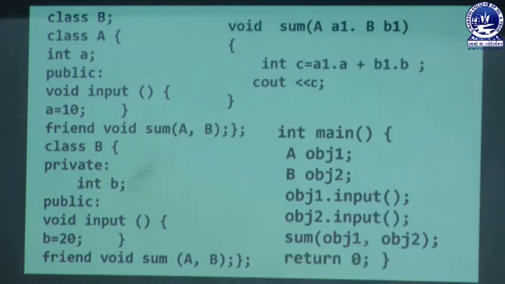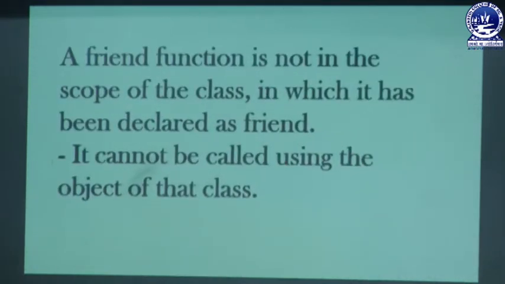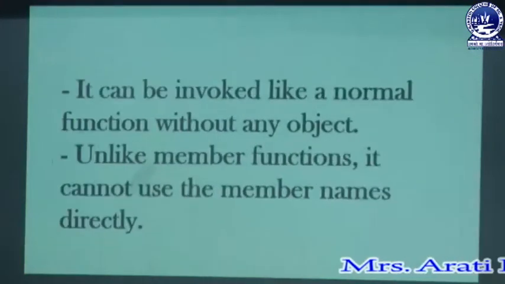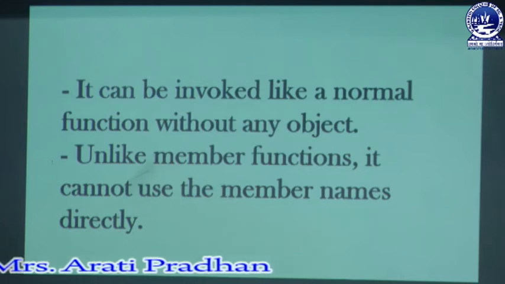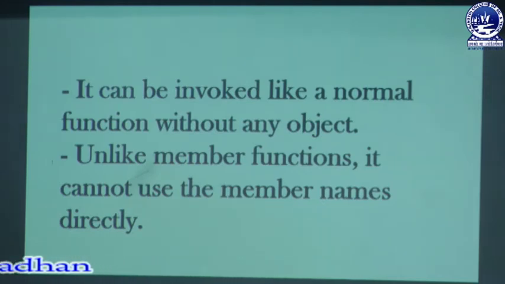I hope you have got some basic idea about the friend function, the use of friend function, forward declaration, etc. A friend function is not in the scope of the class in which it has been declared as friend. It cannot be called using the object of that class. Here I just want to mention some points related to friend function. Let me complete all the points.